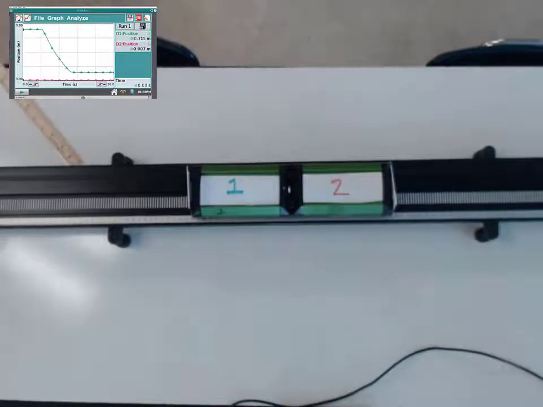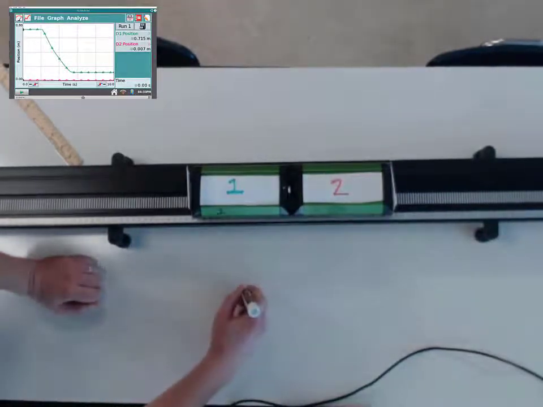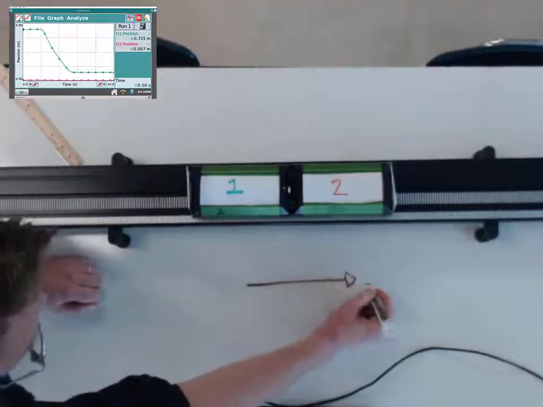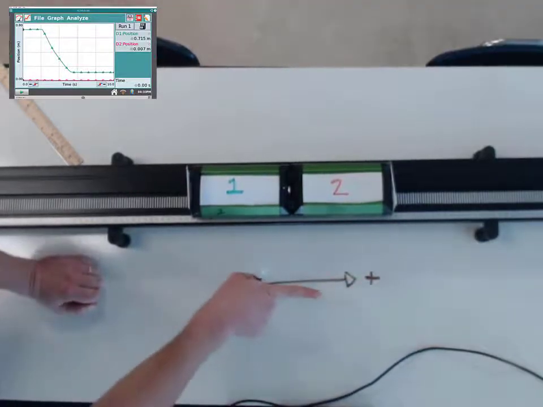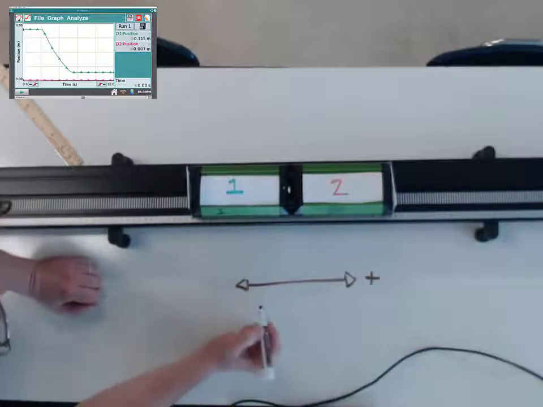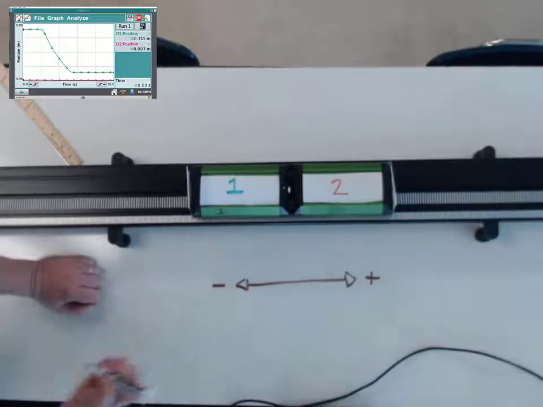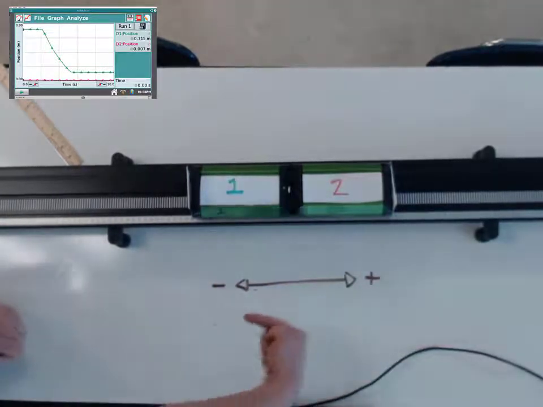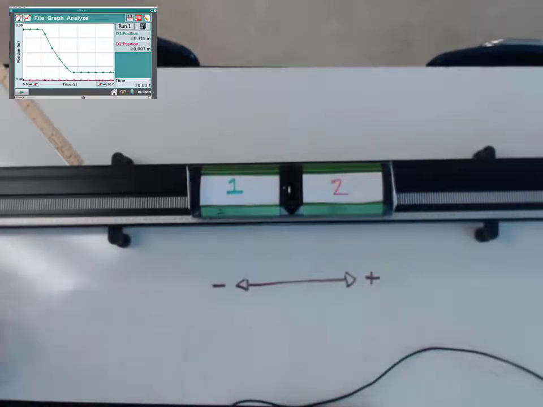All right, good to point out I'm using to the right as the positive direction. So put that in there. This is going to be the positive direction. So any cart moving this way is going to have a positive velocity, and it should appear as a positive slope on the motion graph. And any cart that's moving in this direction will be the negative direction, and we should see a negative slope.